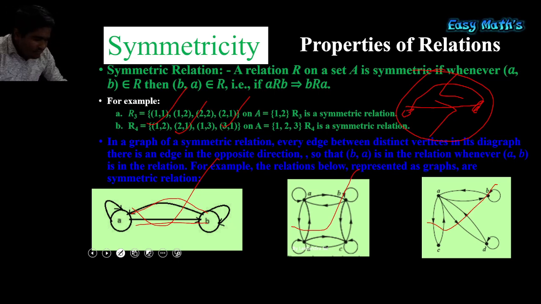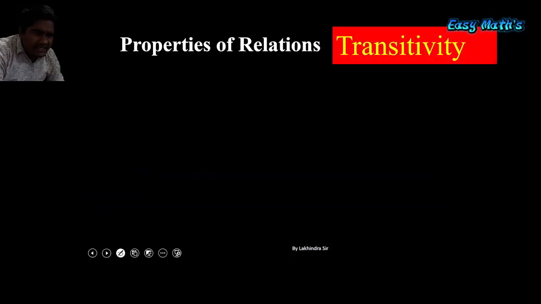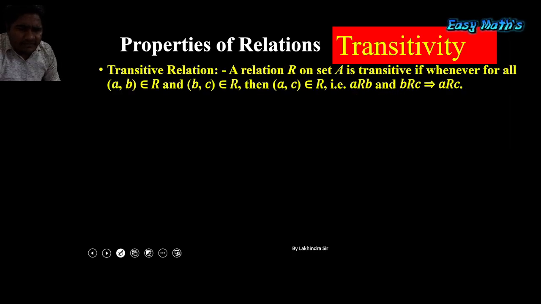Okay, now moving forward, we have the transitivity property of relation. We can also say transitive relation. A transitive relation is one where, when A is related to B and B is related to C, then there must be a relation which shows that A is related to C, for each and every element. Only then is that type of relation said to be a transitive relation.